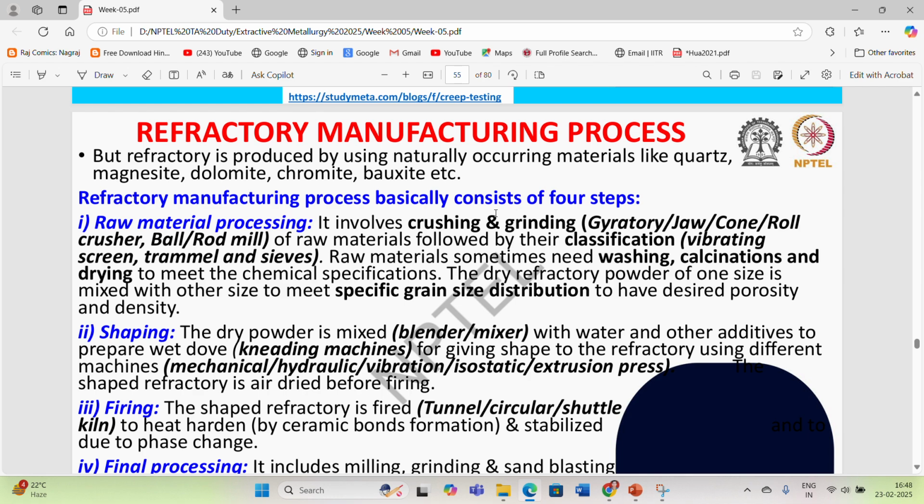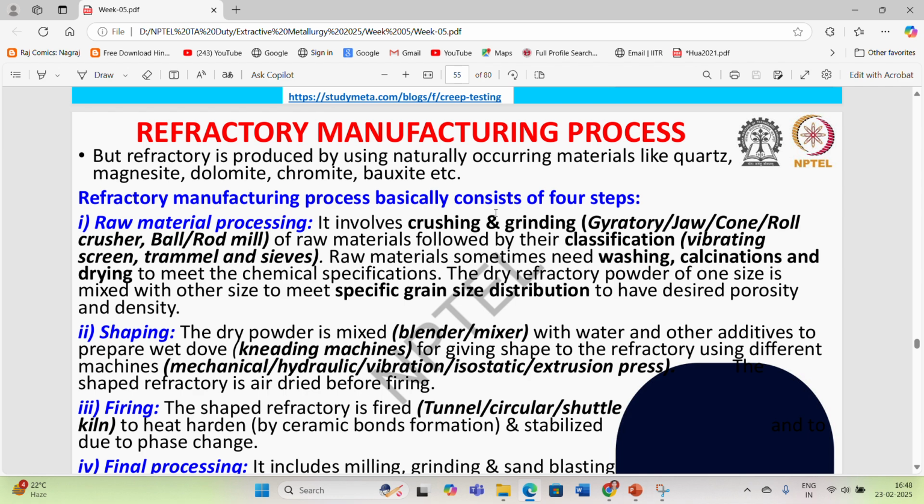So, generally, when we talk about these refractory manufacturing, some refractory materials are commonly found in nature, like graphite. We can easily find it in nature, and it can sustain a temperature of around 2500 degrees Celsius or sometimes 3000 degrees Celsius, if we are talking about an inert atmosphere.